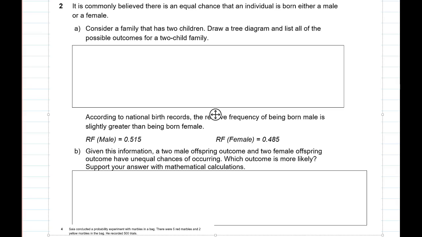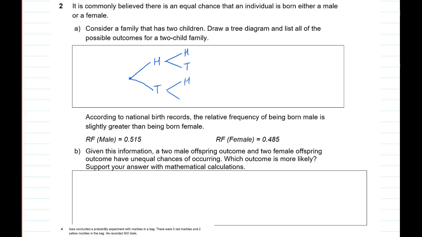A tree diagram looks like this. It starts with nothing, then goes to the first child, or my first coin flip, and that can either be heads or tails. Then for the second flip, if I got heads the first time, I can still get heads the second time, or I can get tails the second time. For my second flip, if I get tails, I can get heads the second time, or tails the second time.